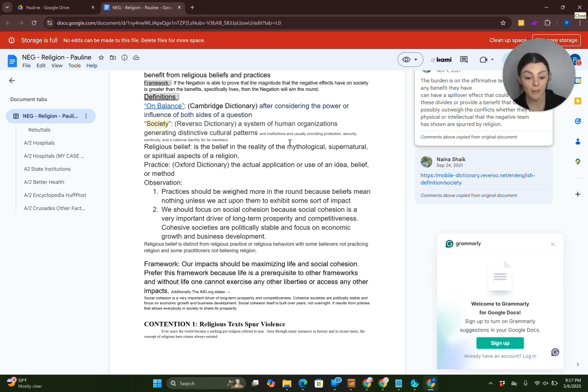Framework. Our impact should be maximizing life and social cohesion. Prefer this framework because life is a prerequisite to other frameworks, and without life, no one can exercise any other liberties or access any other impacts.